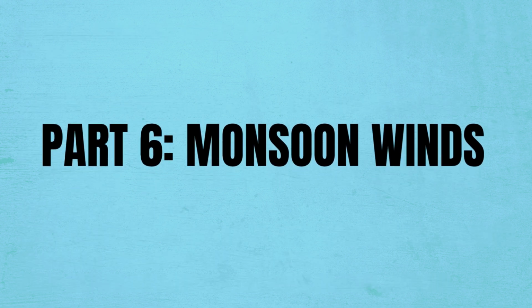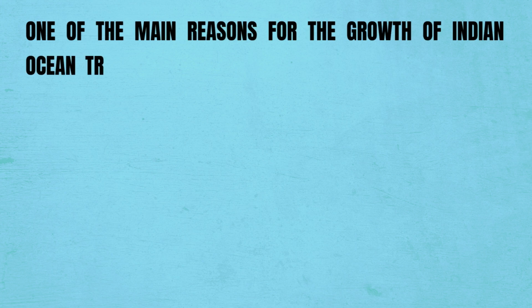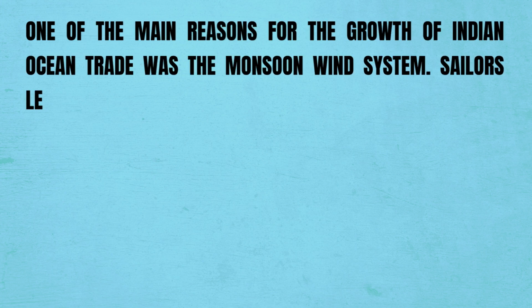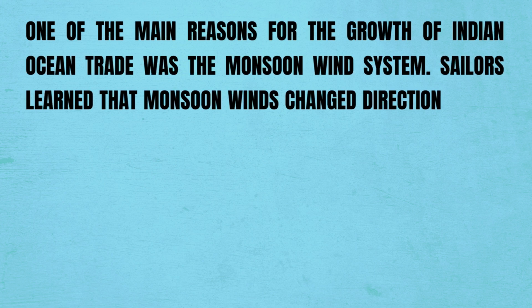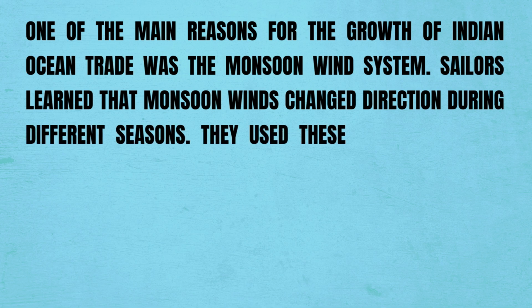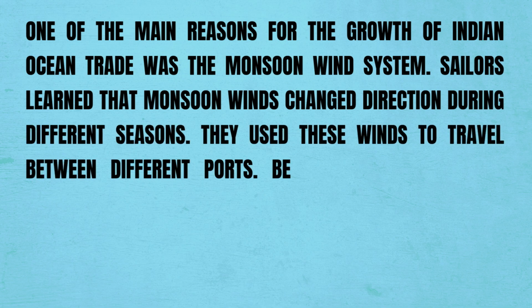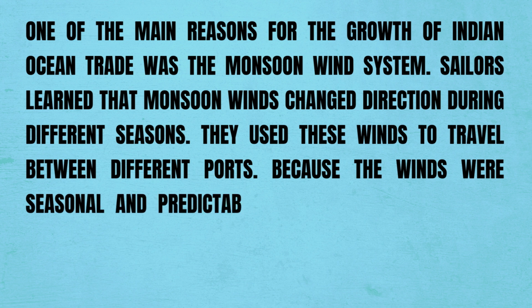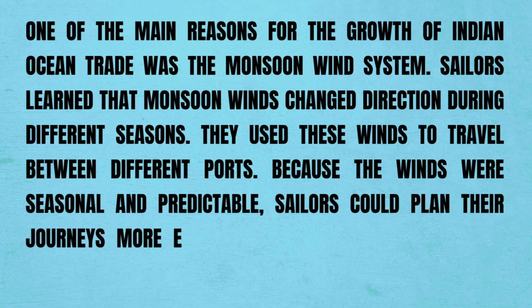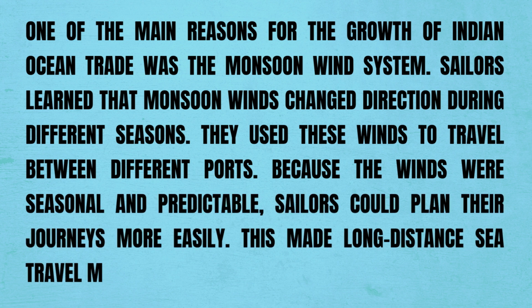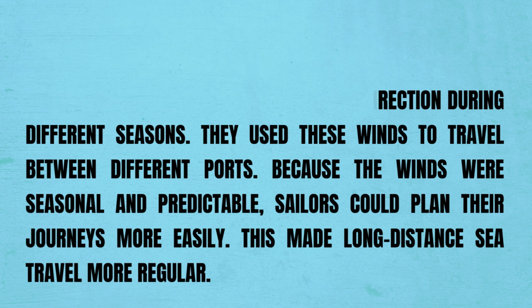Part 6. Monsoon winds. One of the main reasons for the growth of Indian Ocean trade was the monsoon wind system. Sailors learned that monsoon winds changed direction during different seasons. They used these winds to travel between different ports. Because the winds were seasonal and predictable, sailors could plan their journeys more easily. This made long-distance sea travel more regular.